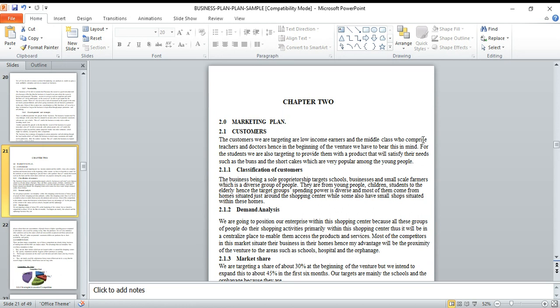Hence, the target group spending power is diverse, and most of them come from homes situated just around the shopping center, while some also have small shops situated within these homes. Demand analysis is another section that you need to include in chapter 2.